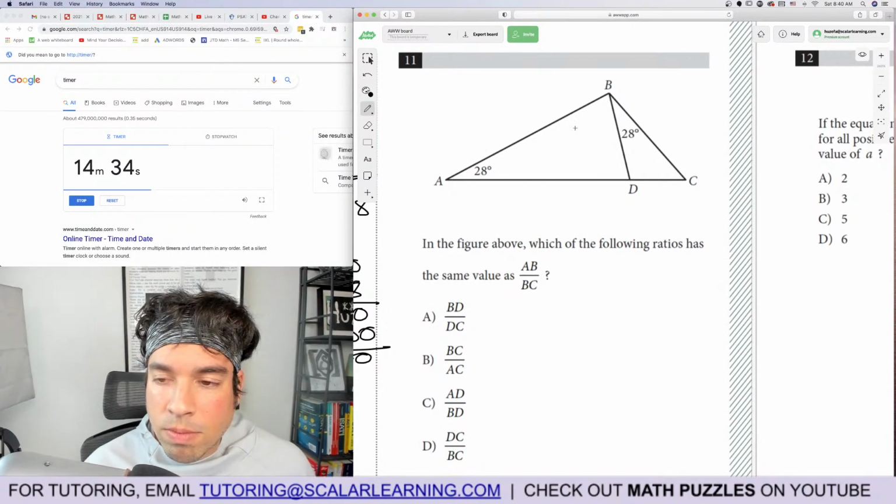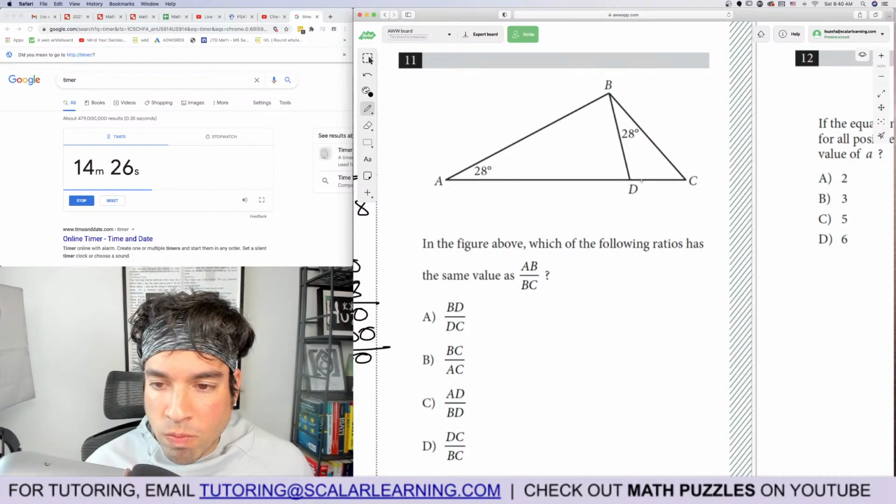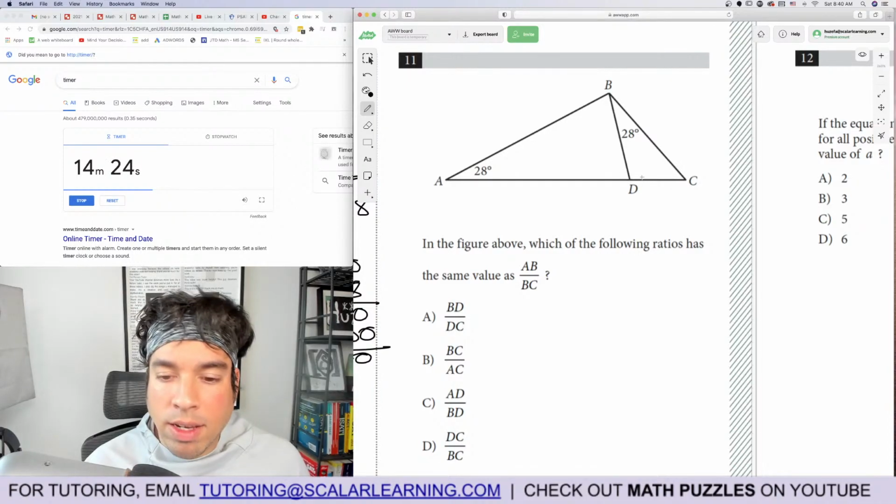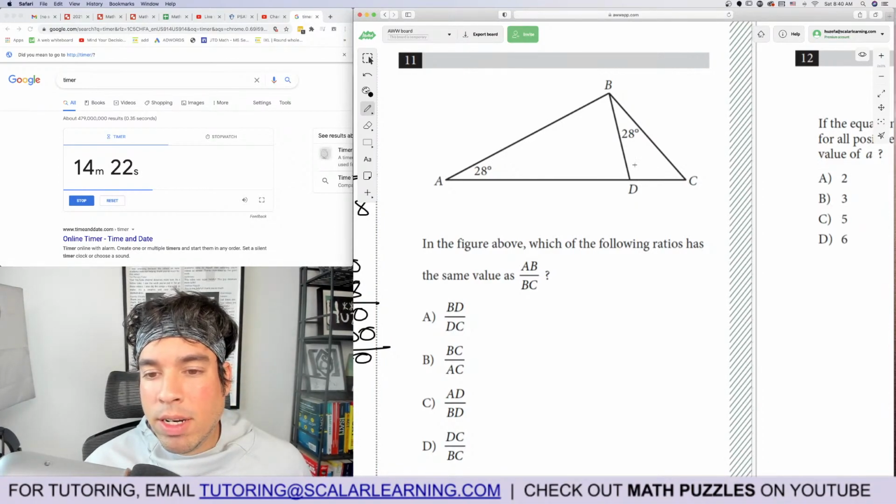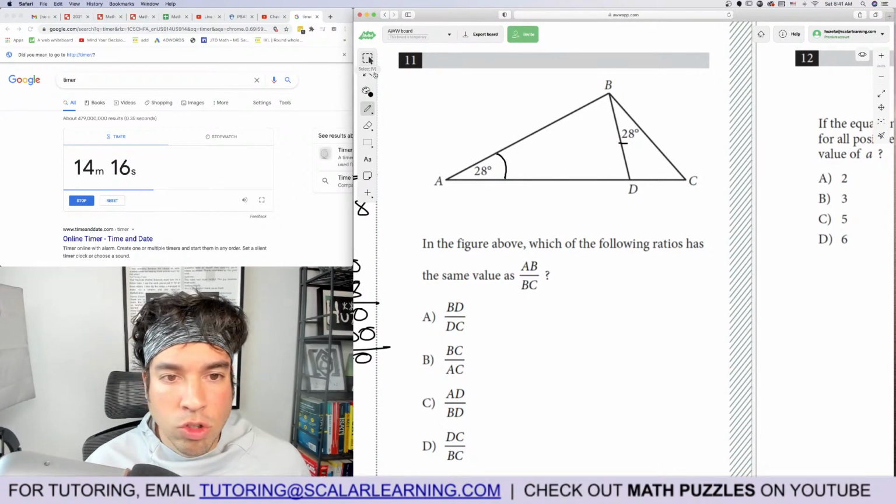11, geometry. The figure above, which of the following ratios has the same value as AB over BC? Hold on a second. Okay, got it. So what we're looking at here is two similar triangles because I've got this angle is equal.